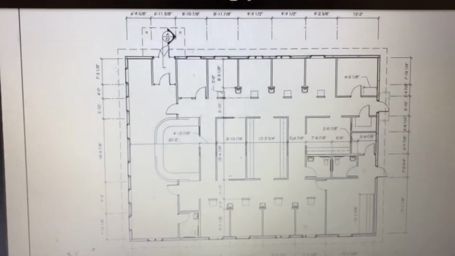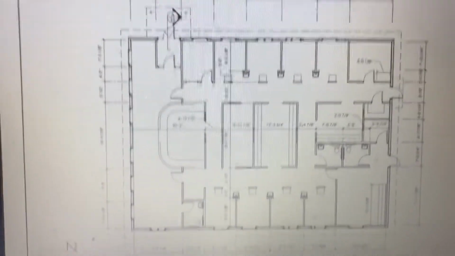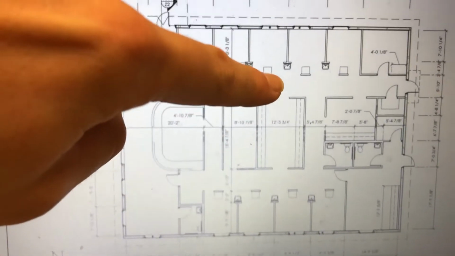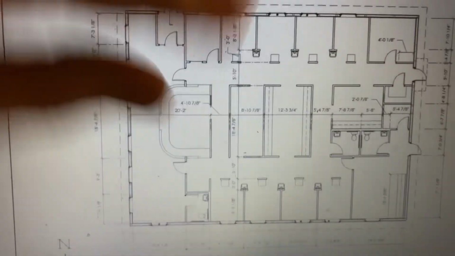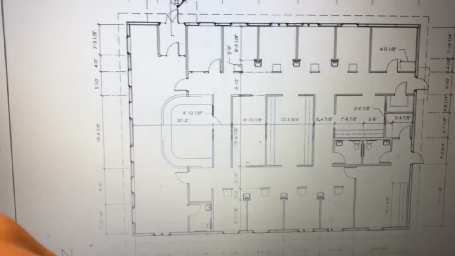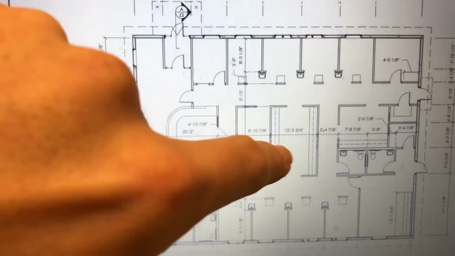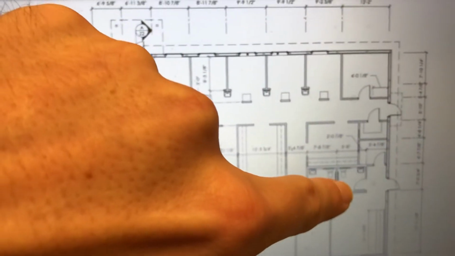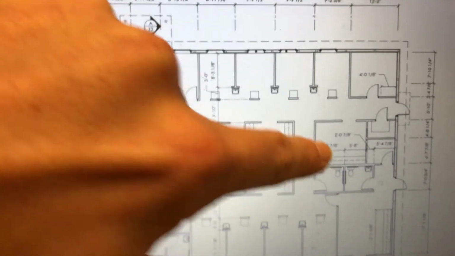So really from a high level, the office is split into three sections. We have the patient lobby and waiting area. We have the doctor side on this section of the building. And then we have the hygiene side on this section of the building. And through the middle is our imaging, so x-ray and pano, central sterile. And then we have some patient bathrooms and all of that good stuff.